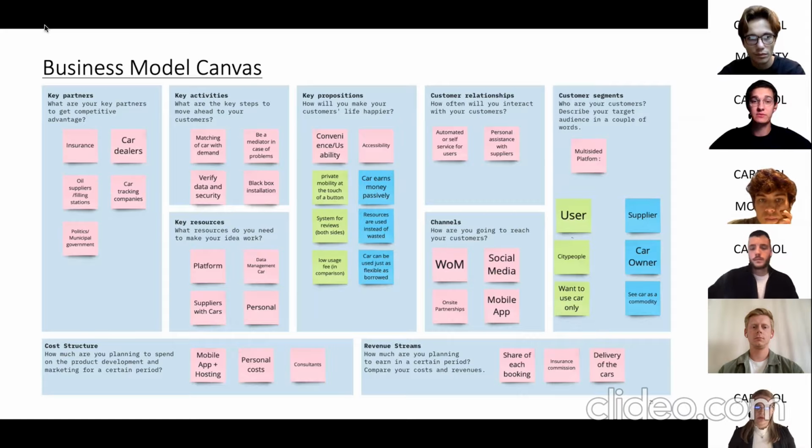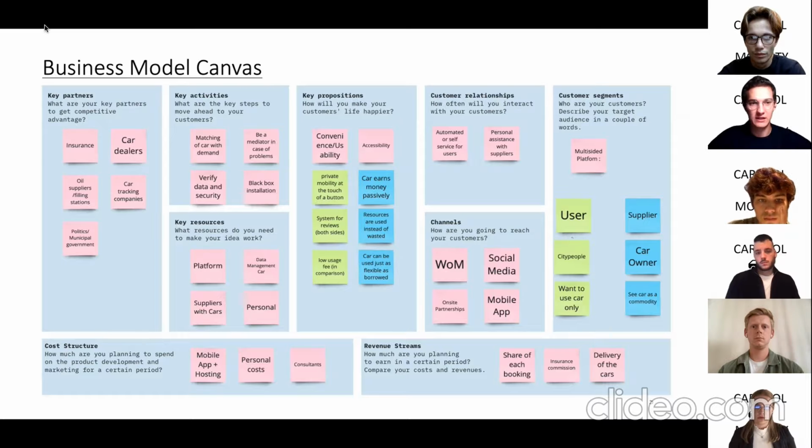For our customer relations, we have a very self-service relation with our users and a personal assistance relation with our suppliers. We will distribute Carpool through word of mouth, social media, on-site partnerships, like with car dealers, and our mobile app. We will get a revenue from a share of each booking, from insurance commission, and also from the delivery to the front door of the cars.